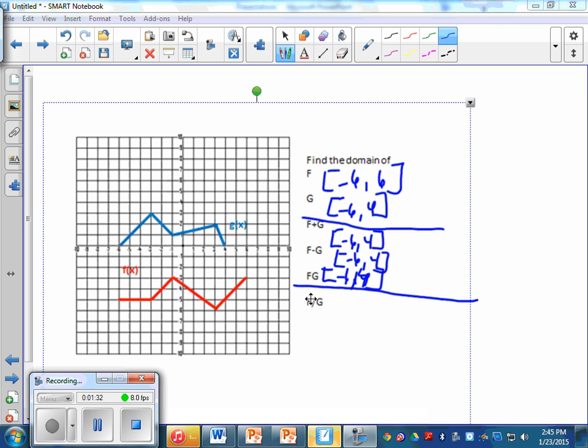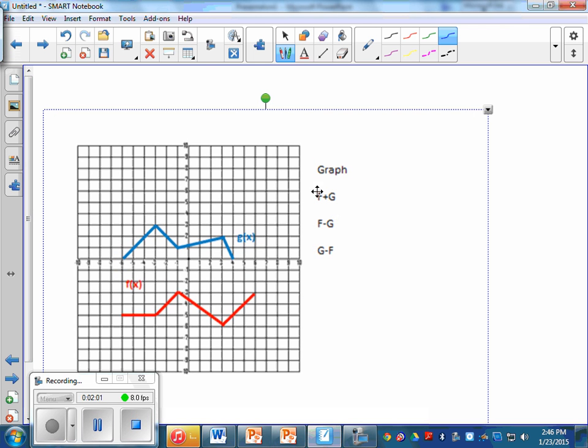It's also my domain for f divided by g, except for if there's a place on this graph where g would give you an output of 0, because you can't divide by 0. So if I look along this blue line, where is it equal to 0? That'd be here and here. So x can't be negative 6 and it can't be 4. It could be everything in between. So instead of putting brackets, I'm going to put parentheses here. Sometimes the places are in the middle, so you have to limit them, but for here it's just on the end.